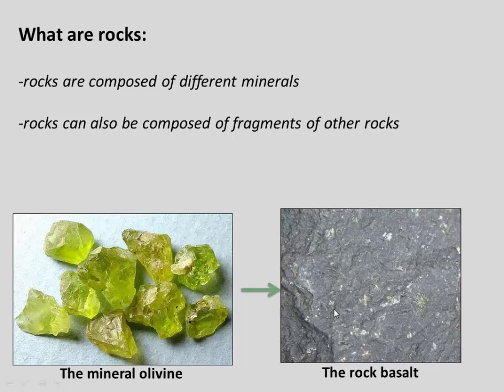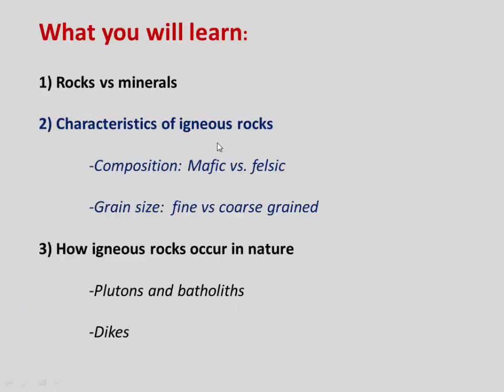It's also important to note that rocks can be composed of fragments of other rocks. For example, most sedimentary rocks are composed of recycled rock fragments. Okay, so now that you've got that straight, let's look at the characteristics of igneous rocks. How do we classify them and identify them?